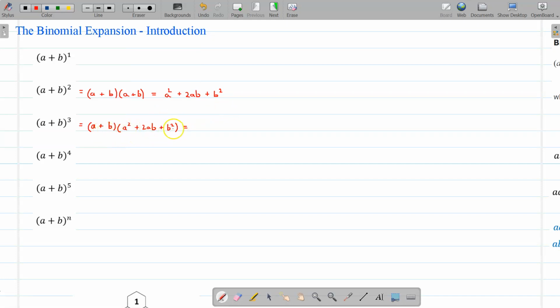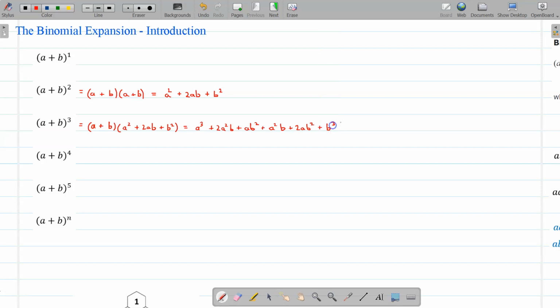So we'll take each term from here and multiply it by a first of all. So we're going to get a cubed, we're going to have 2a squared b, and then we're going to have a b squared. And then we take each term in the second bracket and multiply it by b. So it's going to give us a squared b, then it's going to give us 2ab squared, and finally, it's going to give us b cubed.